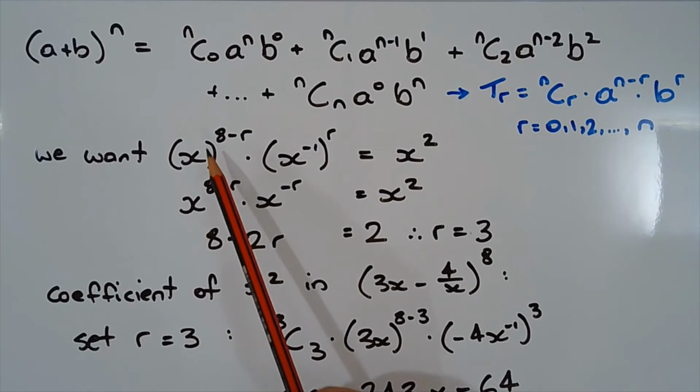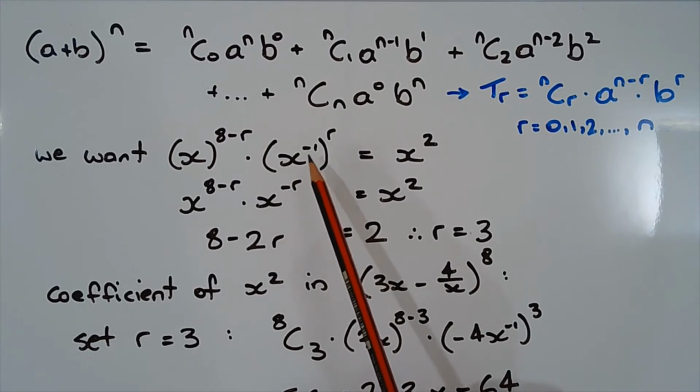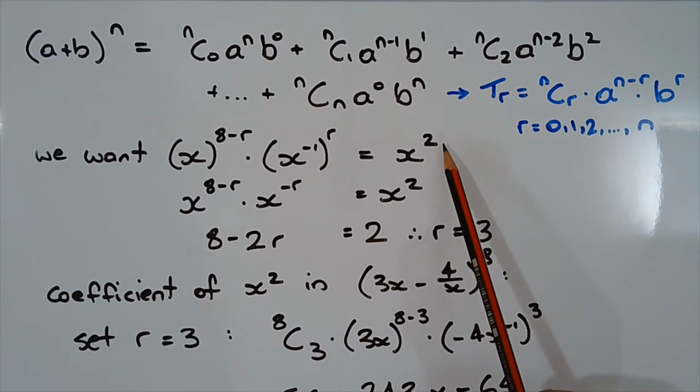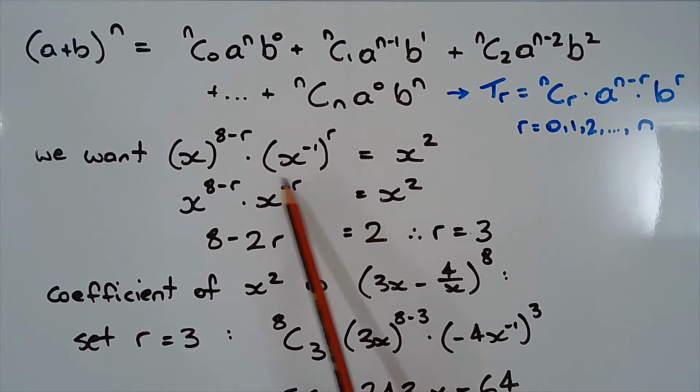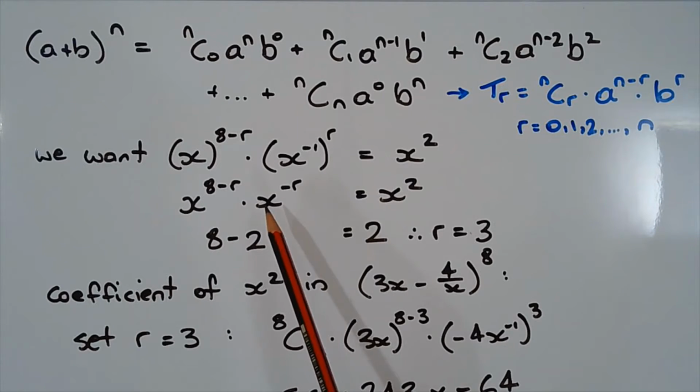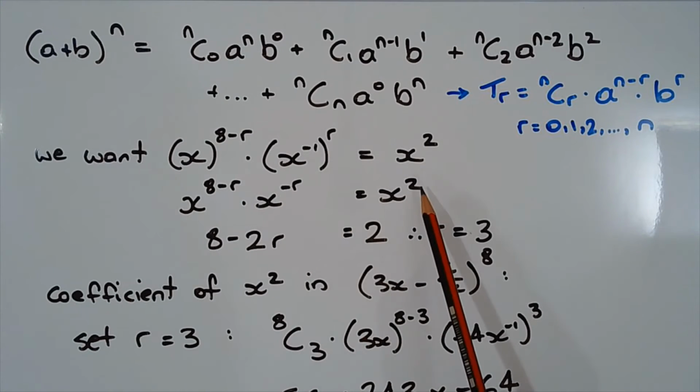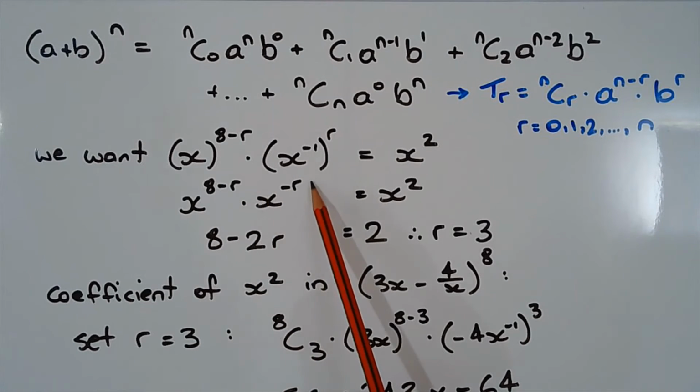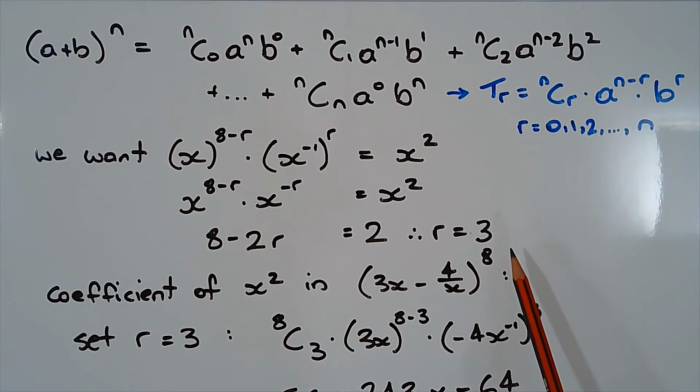So x to the power of 8 minus r times x to the power of negative 1, all to the power of r, is equal to x squared. So expanding this bracket here, we have x to the power of 8 minus r times x to the power of negative r is equal to x squared. Now since the bases are all the same, we can just equate the indices. So 8 minus 2r is equal to 2. And just solving that basic equation, we have r is equal to 3.